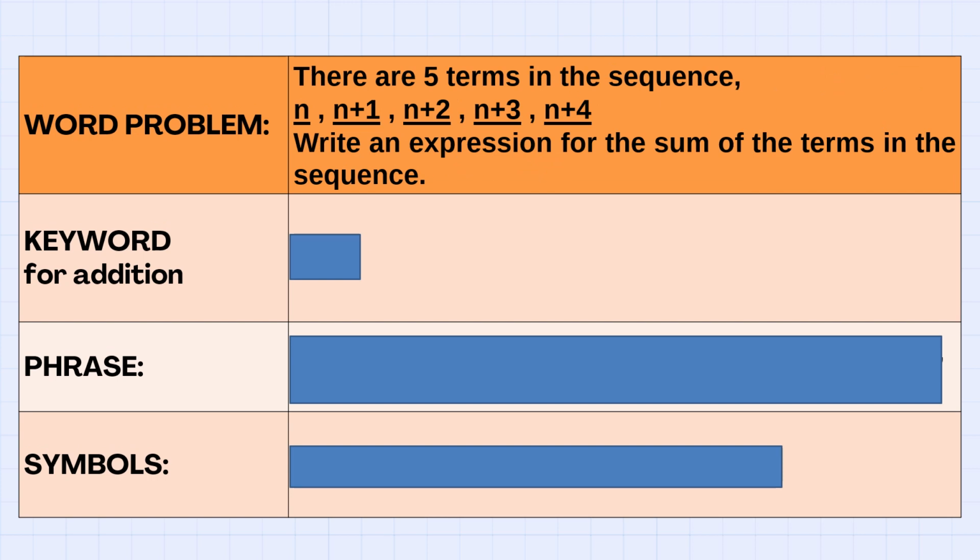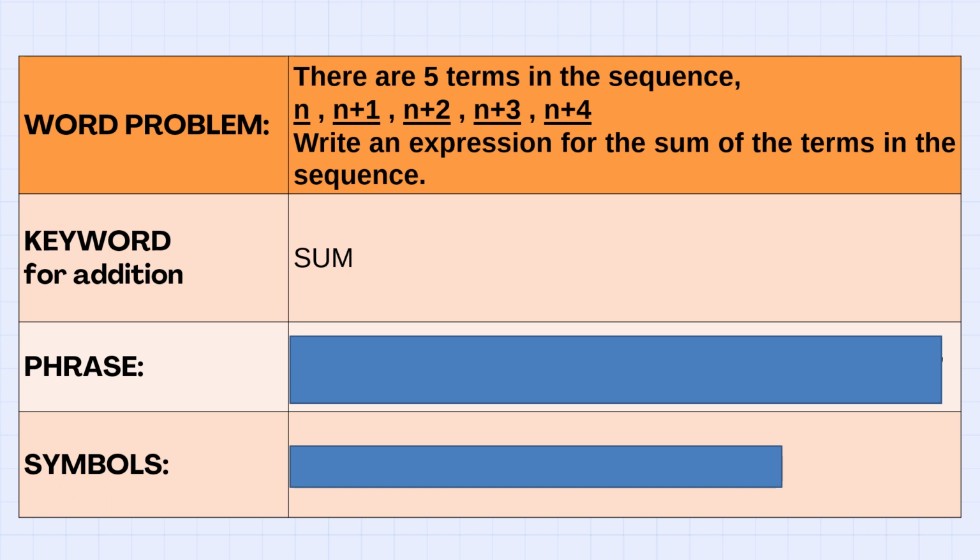Word problem number 5. There are 5 terms in the sequence n, n plus 1, n plus 2, n plus 3, and n plus 4. Write an expression for the sum of the terms in the sequence. To write the expression, we first identify the keyword for addition. And as you can see in the problem, the keyword for addition is sum, meaning to say we're going to add all the terms in the sequence.